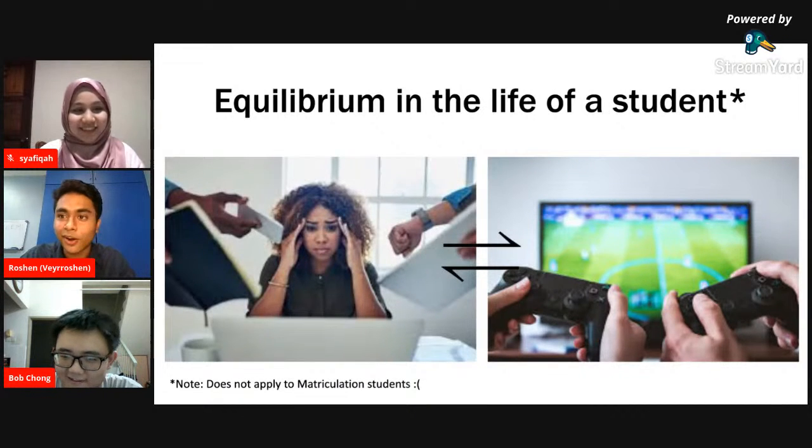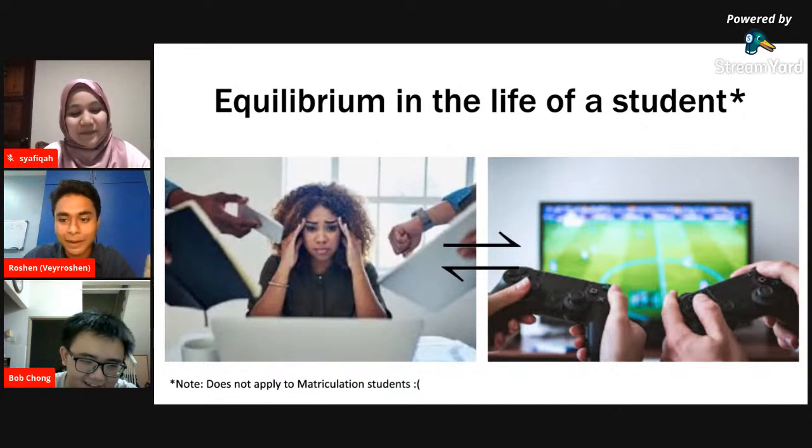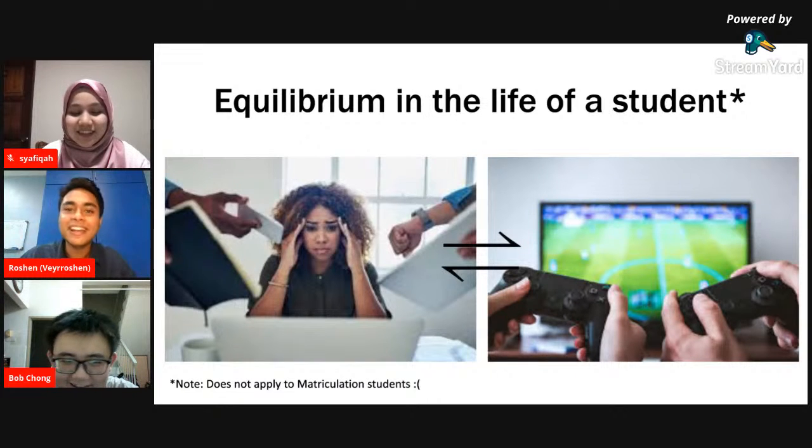Terms and conditions, can you start or not? Terms and conditions not for matric students. Okay, matric students study only. Okay, play all very hard lah.